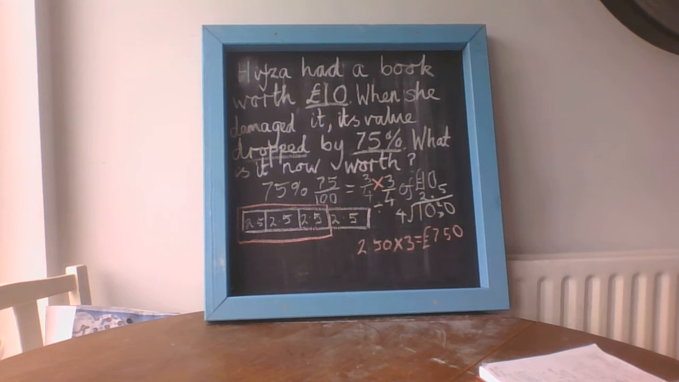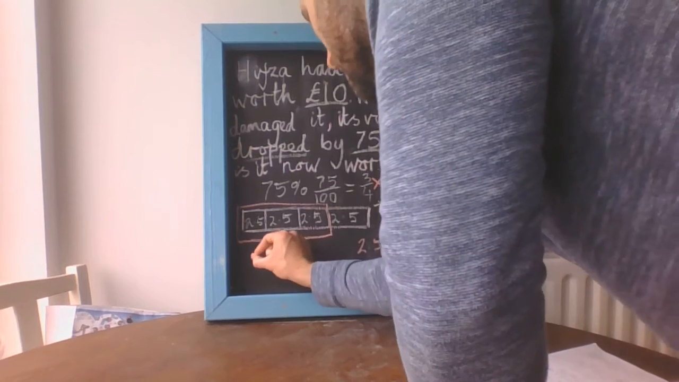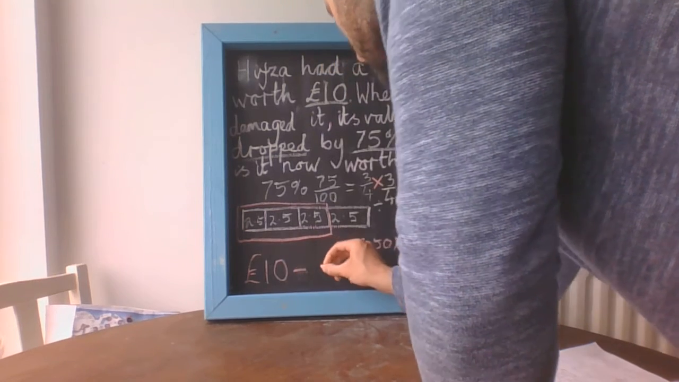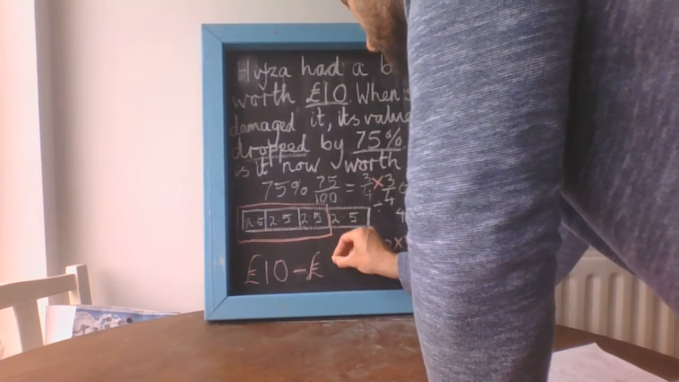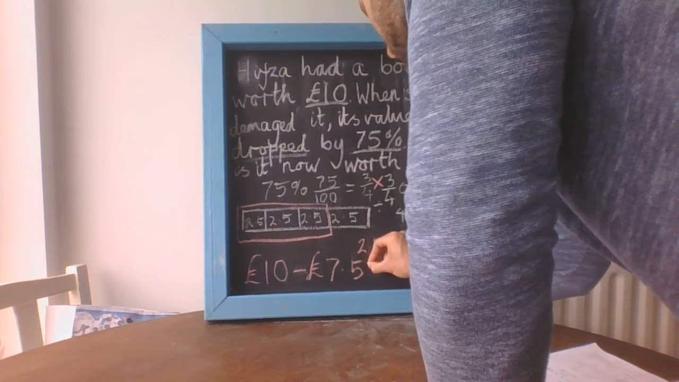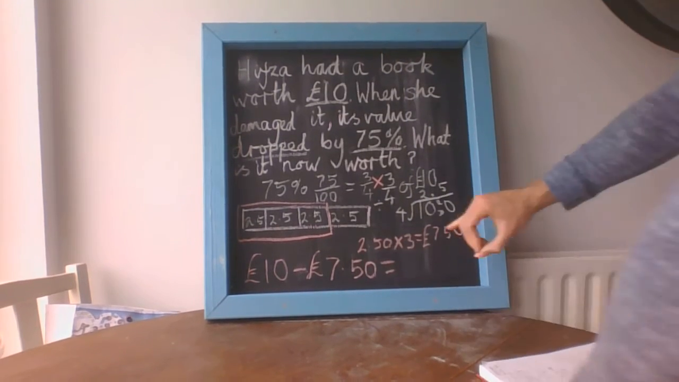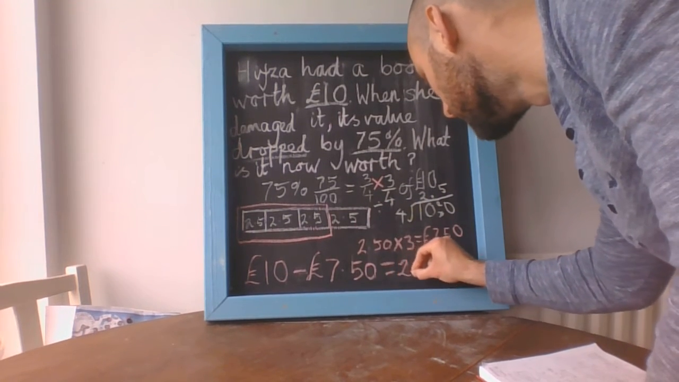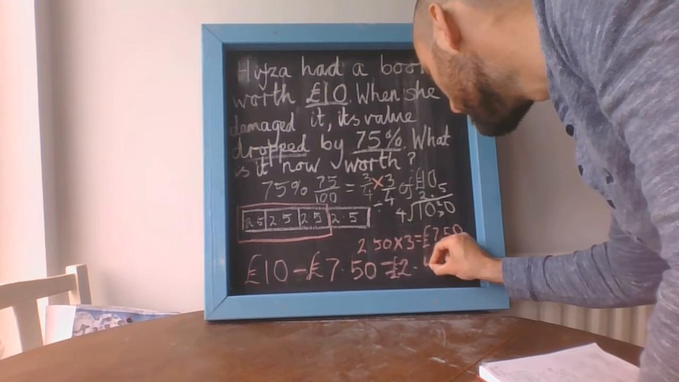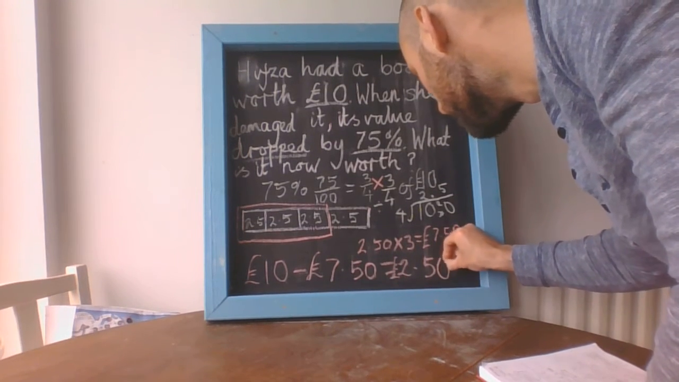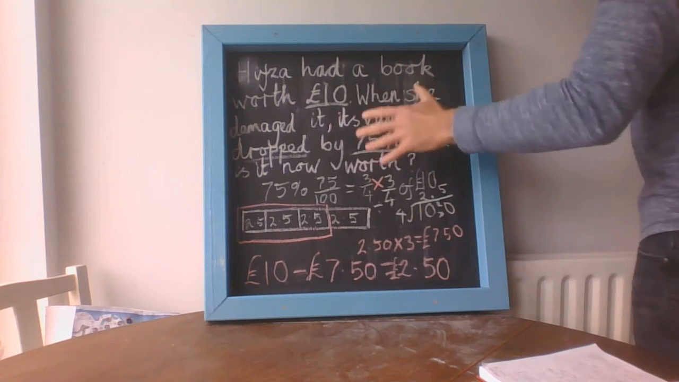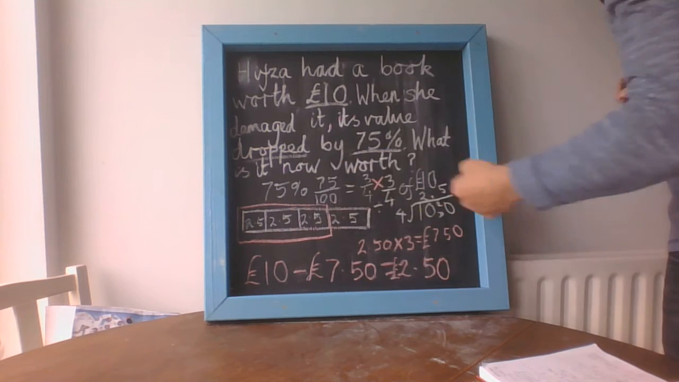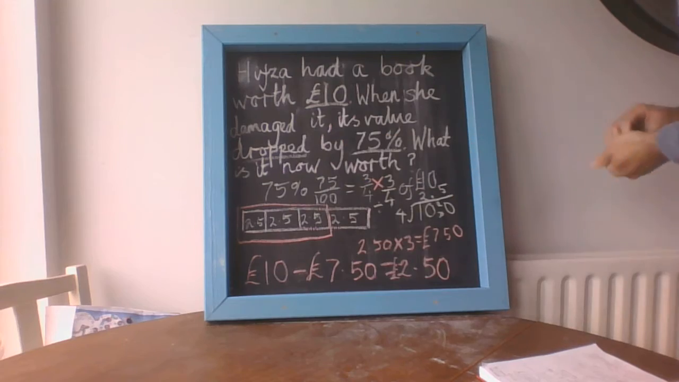So in a final step, we take its original value, £10, and then take away the £7.50, and of course, look, there's 1/4 left of its value. So it's going to be £2.50. Okay, so that was percentage decrease, and we used our knowledge of equivalent fractions there to the percentage.